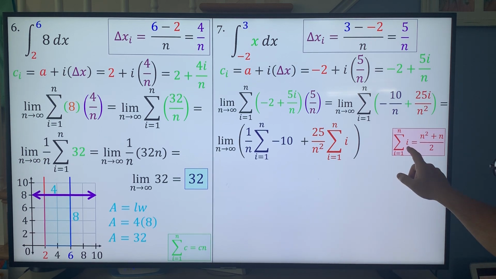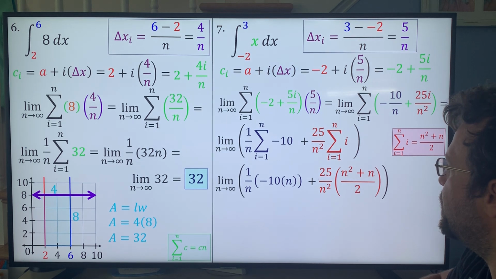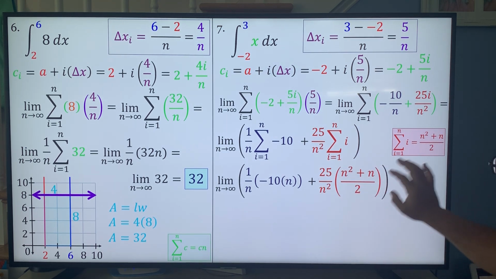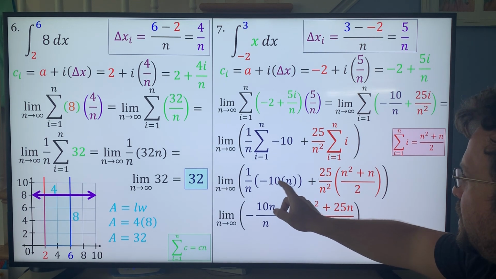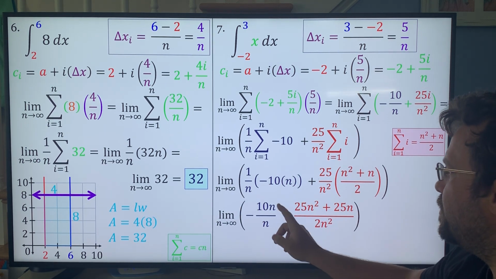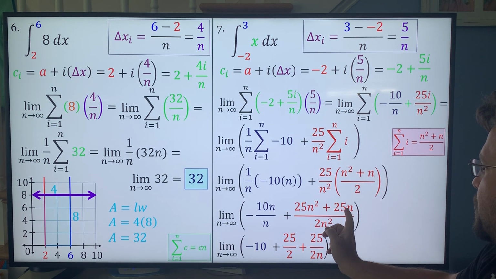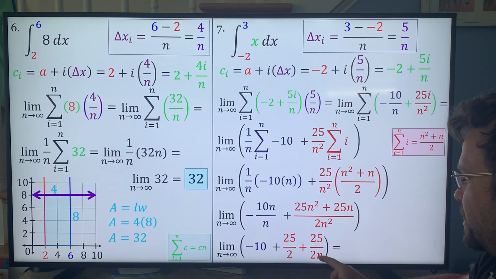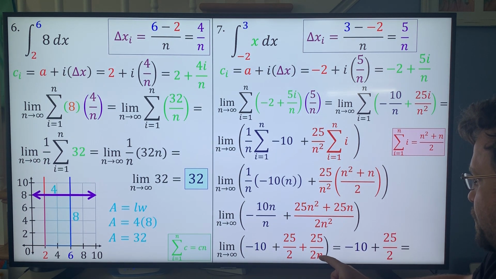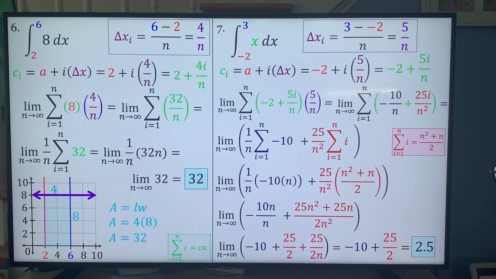We use our formula, we know delta i is this. So use this here, negative 10n times 1 over n, 25 over n squared times this. Distribute the 25, distribute the n squared. Negative 10n over n cancels, giving you negative 10. 25 over 2, 25 over 2n becomes a 0. Right? Yeah. 2.5, or 5 halves.